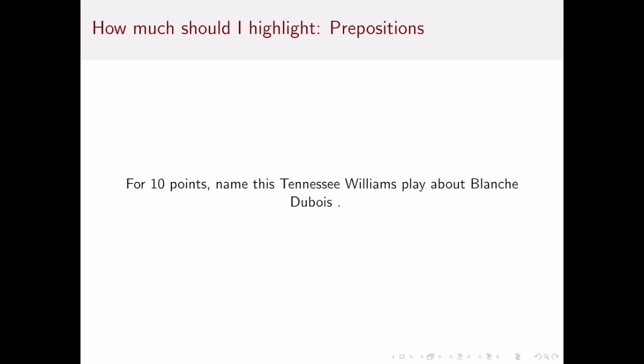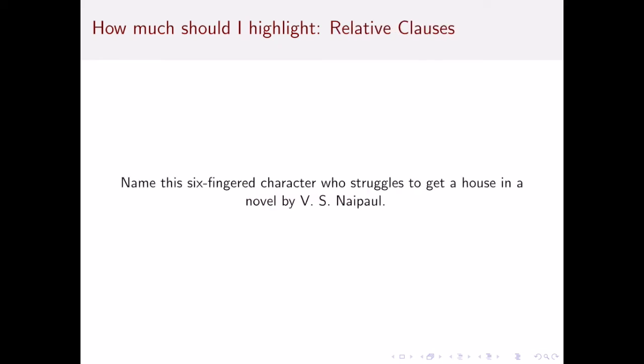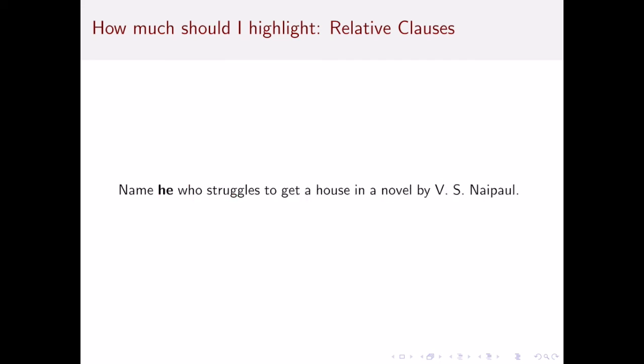Again, "about" is a preposition, so in this case, we would replace "this Tennessee Williams play about Blanche Dubois" with "it," and it would still make sense. We're going to use the convention not to highlight relative clauses. This is because you can say "he who struggles," and it still makes sense. So in this example, we would only highlight "this six-fingered character," because you could replace that with "he."